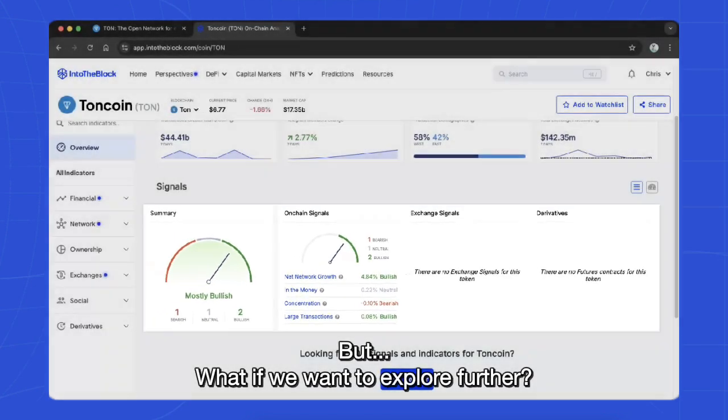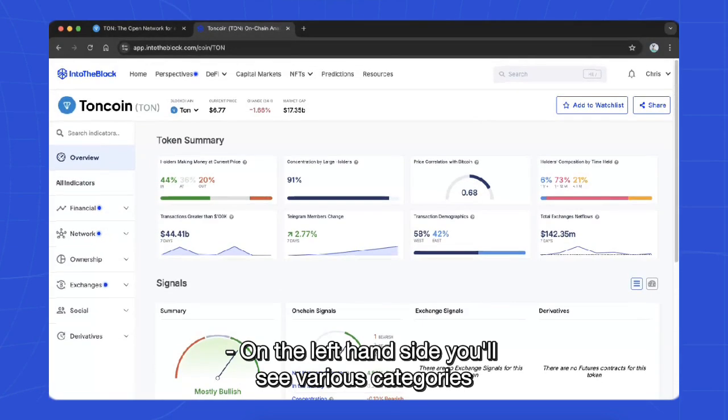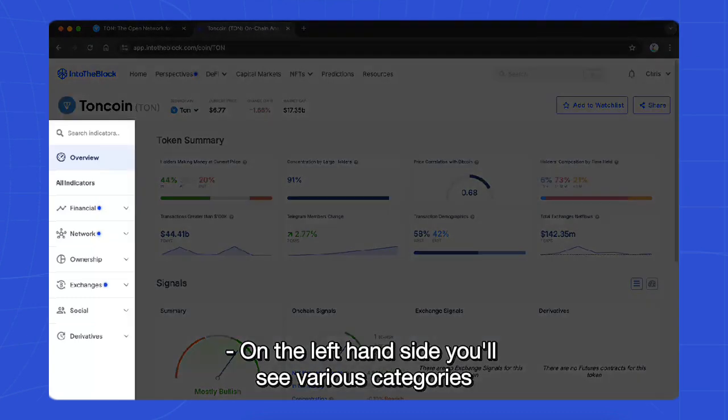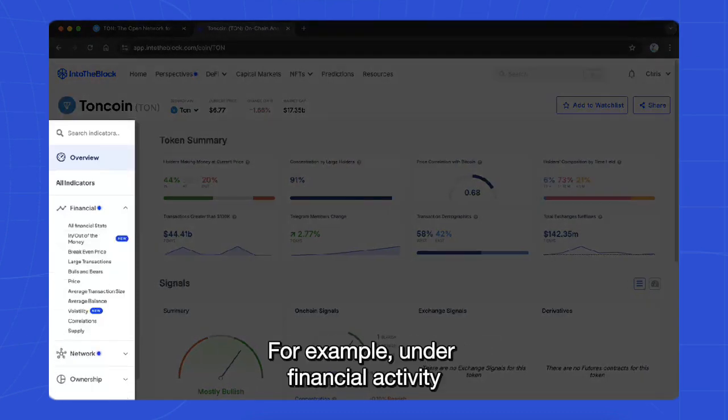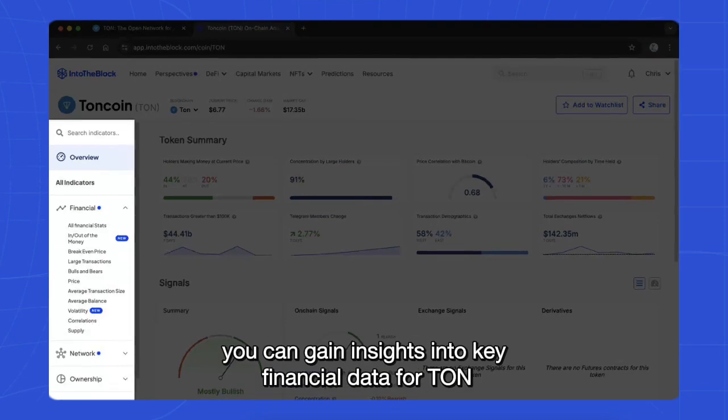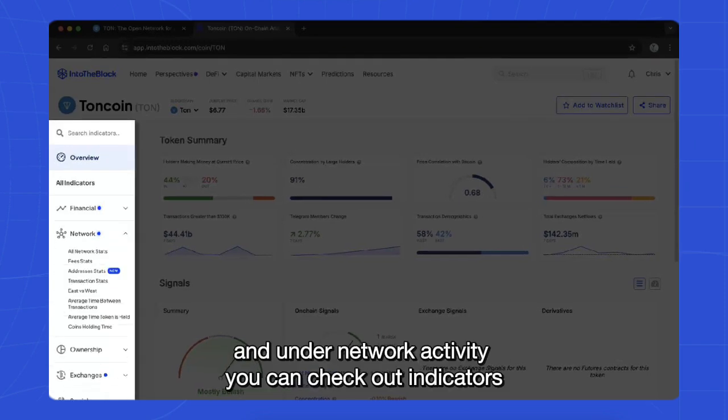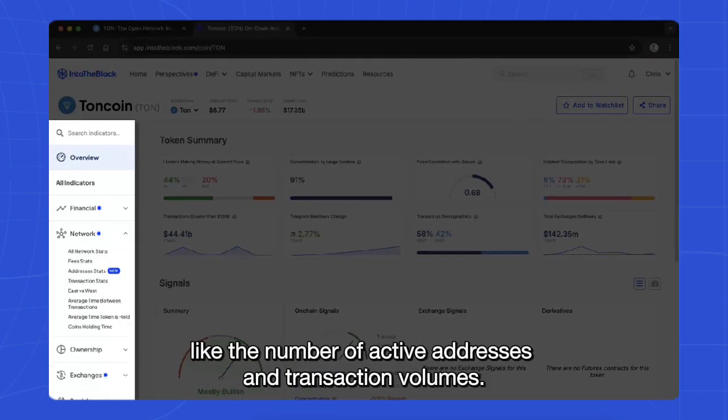But what if we want to explore further? On the left-hand side, you'll see various categories offering deeper analysis of the network. For example, under Financial Activity, you can gain insights into key financial data for TON. And under Network Activity, you can check out indicators, like the number of active addresses and transaction volumes.